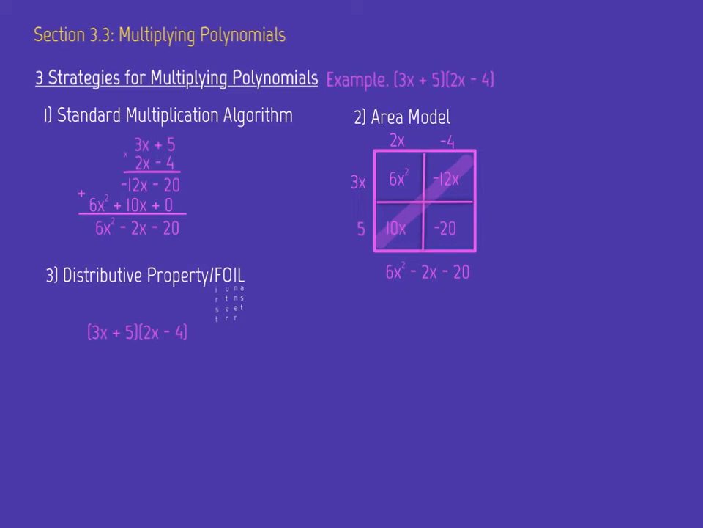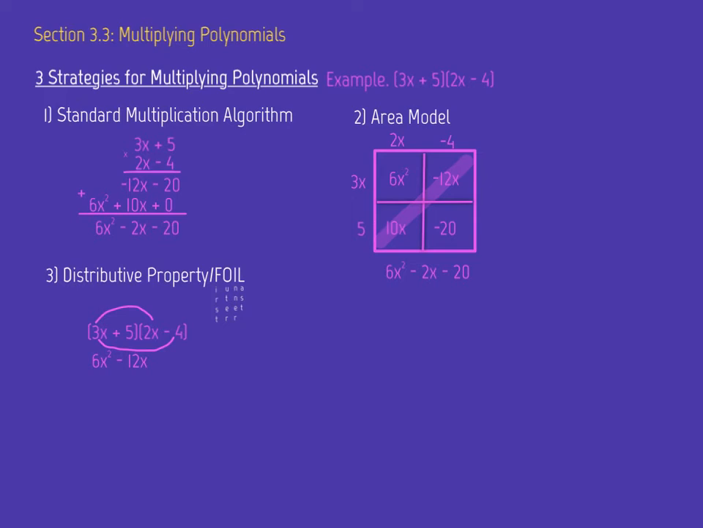The first thing we'd want to do is multiply the two first terms together. That would be our 3x and our 2x. When I do that, I get 6x squared. Next, we want to multiply the two outer terms together. Outer means the first term from the first set of parentheses, and then the last term from the last set of parentheses. Notice they're the outside two terms. When I do that, I get negative 12x.